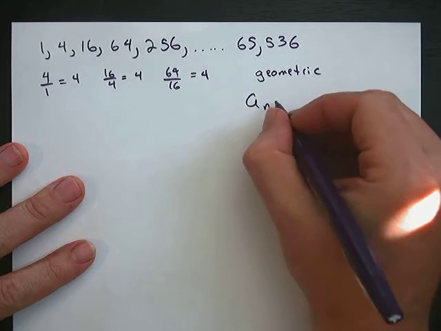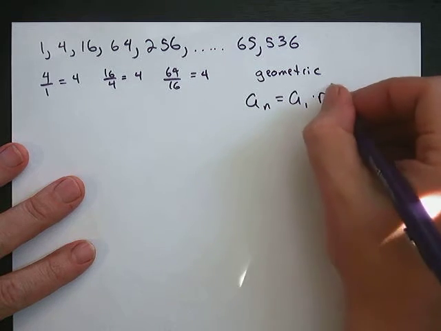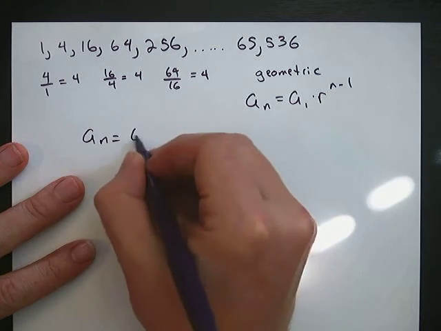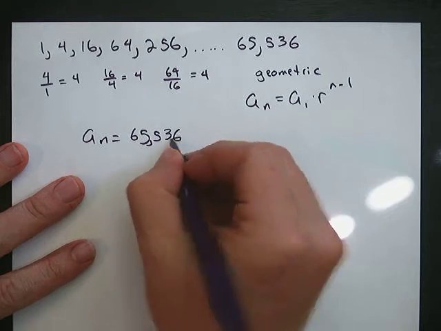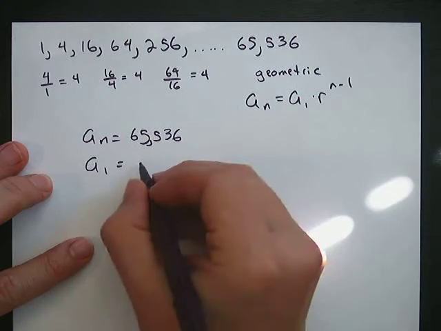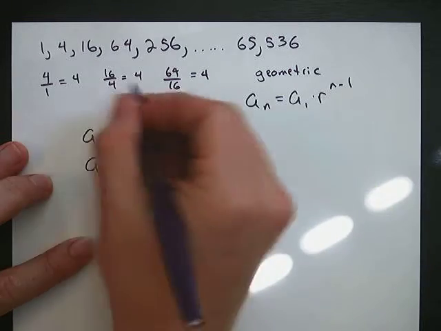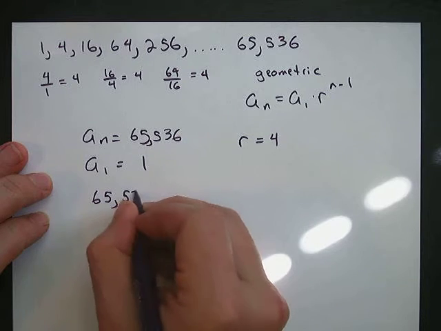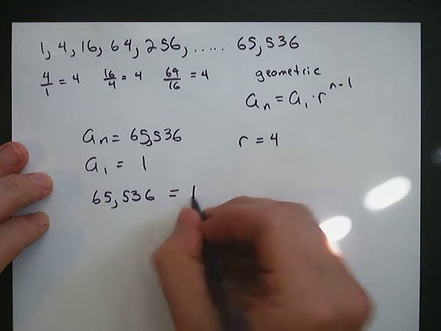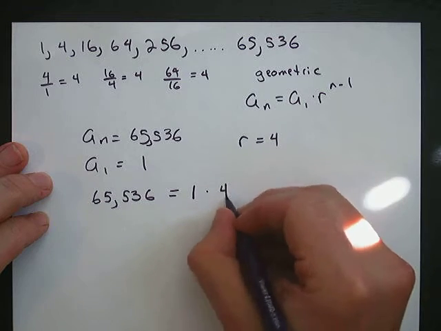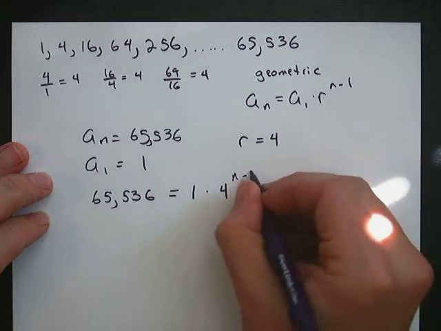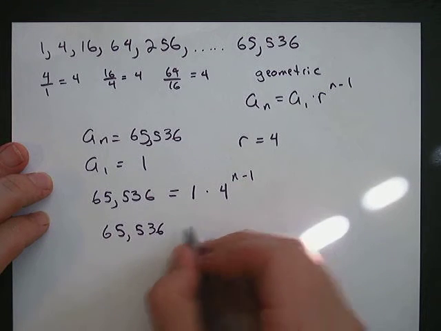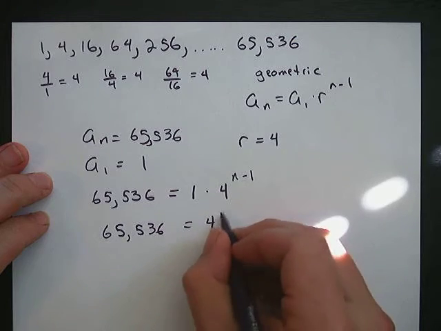Since it's geometric, we have a sub n is equal to a sub 1 times r to the n minus 1. Our a sub n, just like last time, is equal to 65,536. That's our last term. a sub 1 is equal to 1. And r, our common ratio, we found it, it's 4. So we get 65,536 equals 1 times 4 to the n minus 1 power. So 65,536 is equal to 4 to the n minus 1.